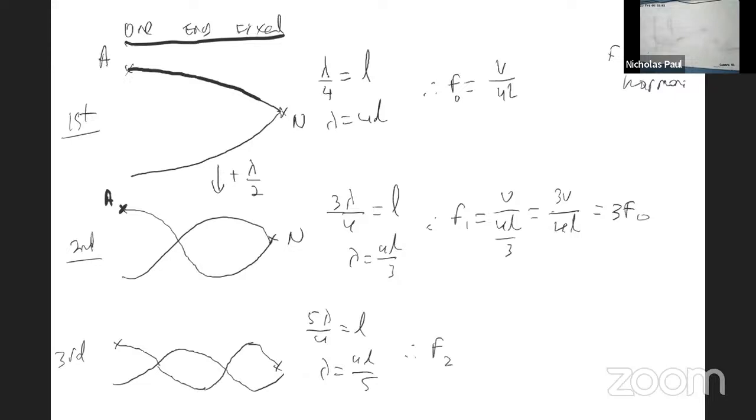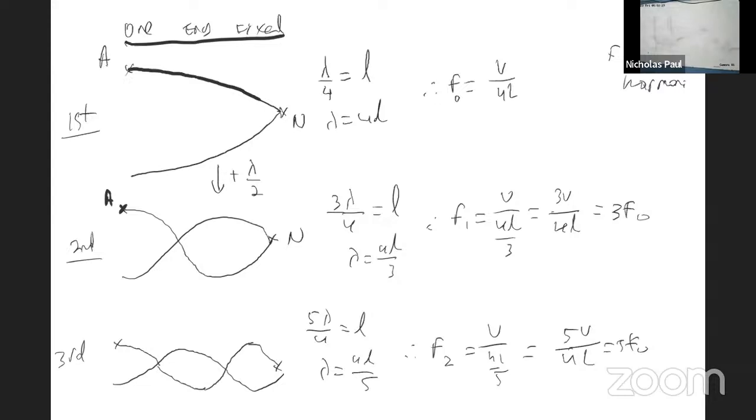So F2 will be v over 4L/5. So that would be equal to 5v over 4L, which is 5F0. So you went from 1F0 to 3 to 5. Next one will be what?